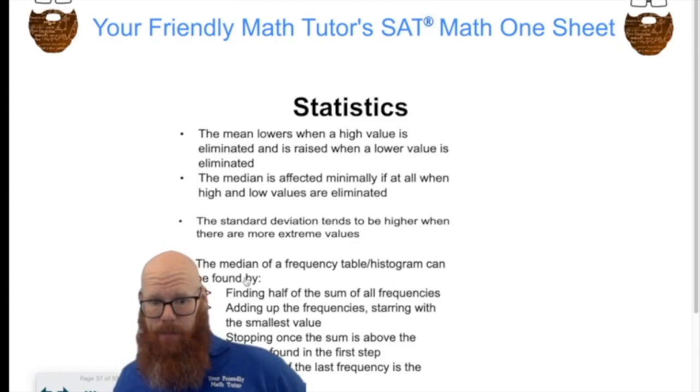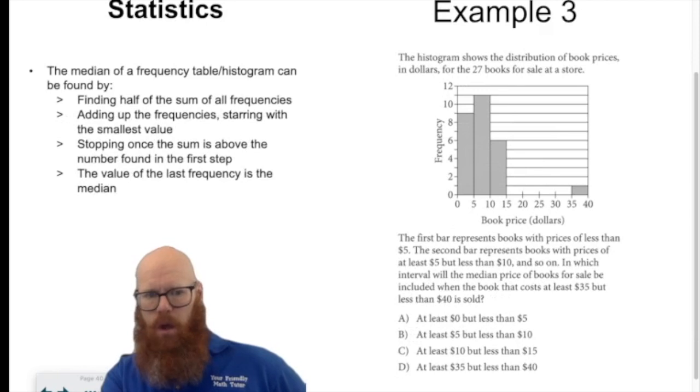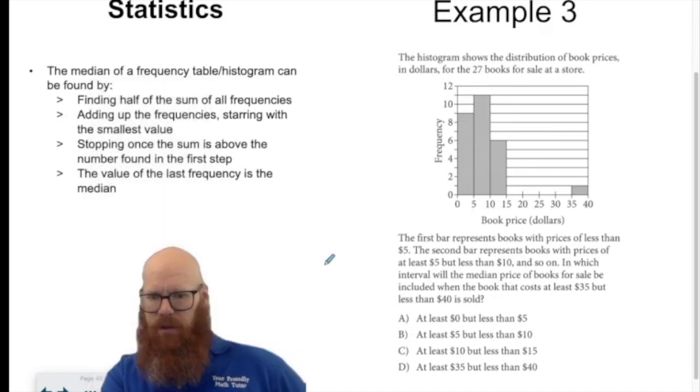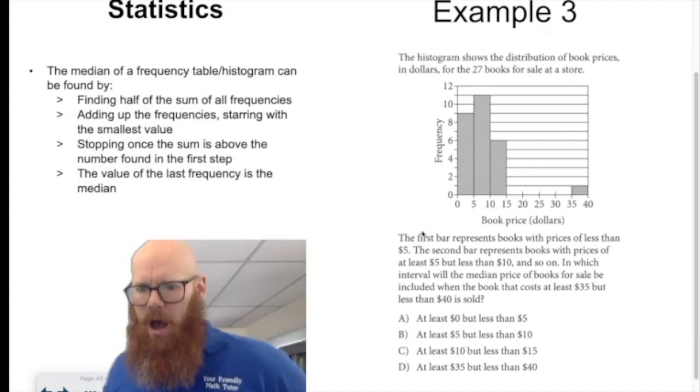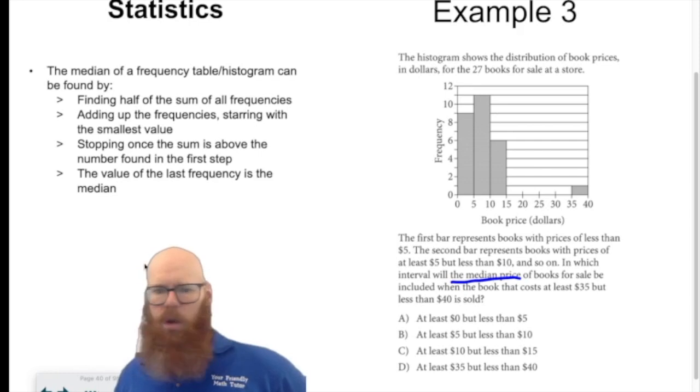All right, moving on. Let's take a look at a couple problems related to the median of a frequency table. So let me just illustrate how to do this. So we've got this histogram. We can probably skim through this and just say it just wants to know in which interval will the median price be. All right. So there's 27 books.